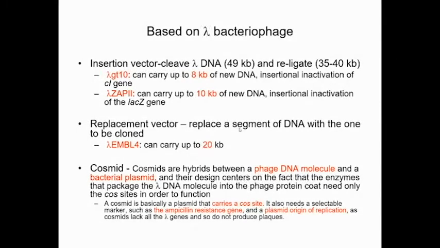You replace a segment of the DNA with the one to be cloned. Like Lambda EMBL4, you can carry up to 20 kilobase. And then cosmid, which is a hybrid between a phage DNA molecule and a bacterial plasmid. That's called a cosmid. So it's basically a plasmid carrying the cos site and needs a selectable marker like the ampicillin resistance gene and the plasmid origin of replication. Okay, that's cosmid.